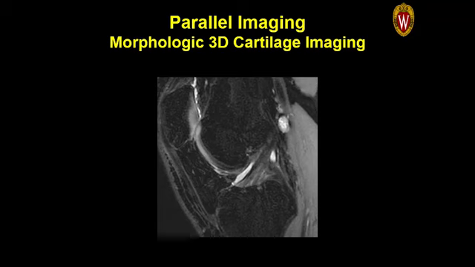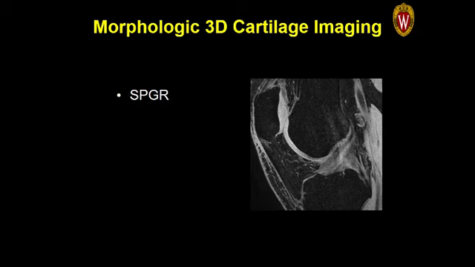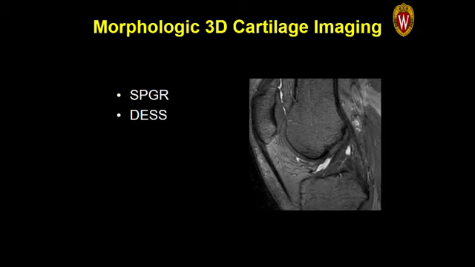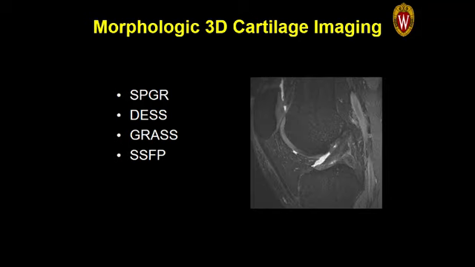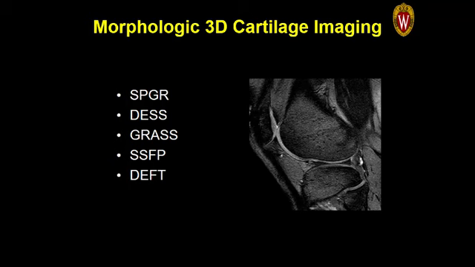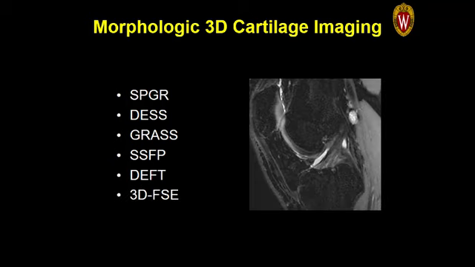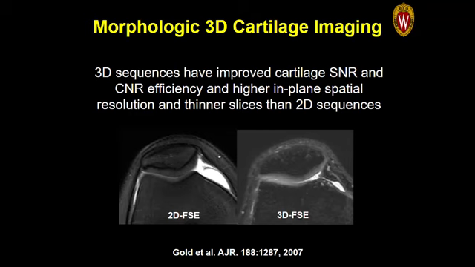Now, parallel imaging techniques have been used to accelerate morphologic three-dimensional cartilage imaging, and there is a wide variety of different MRI techniques that have been used with parallel imaging in order to decrease scan time, including spoiled gradient recall echo sequences, dual echo in the steady state, gradient recalled echo acquired in the steady state, driven equilibrium Fourier transform, and three-dimensional fast spin echo sequences. Scan times of all these three-dimensional sequences are significantly reduced with parallel imaging acceleration while maintaining adequate image quality.